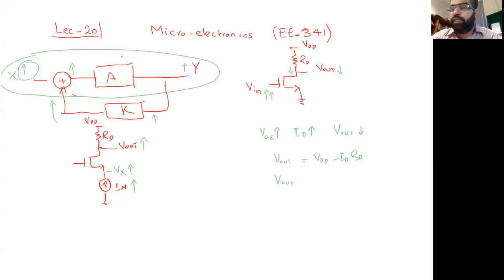Or if you want to see it in terms of current, I in will go up, so the ID which is flowing from here will go down. And if ID goes down, this means the voltage V out, which is equal to VDD minus ID RD, will go up again. So that's the way you want to see it. You can either see it in the common source, common gate or source follower configuration, or you can see in terms of how things change as you increase the current or the voltage.